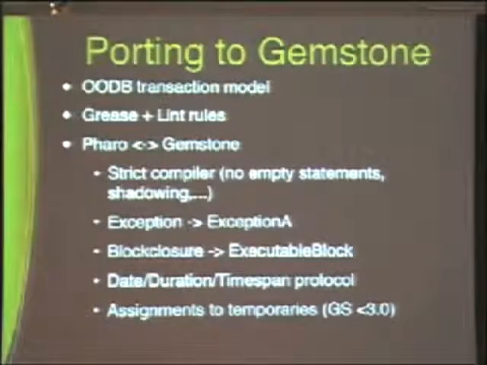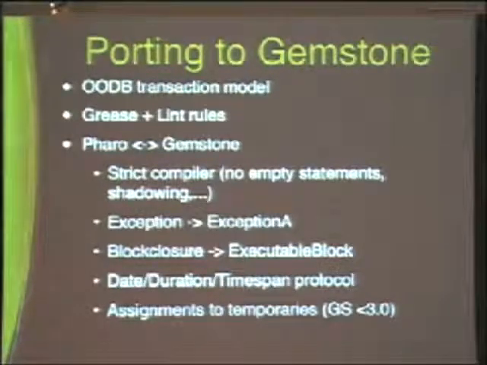So another thing that took a while: if an error gets thrown, we try to put up an automatic connection to a Mantis database and put all the information. We're using exceptions. You had to create an exception. A block closure is an executable block. I don't really remember why we had to address that one, but we needed to. And there are some incompatibilities between the date, duration, and time span protocol, which of course you can imagine we're using a lot, but it seems we're able to handle this.